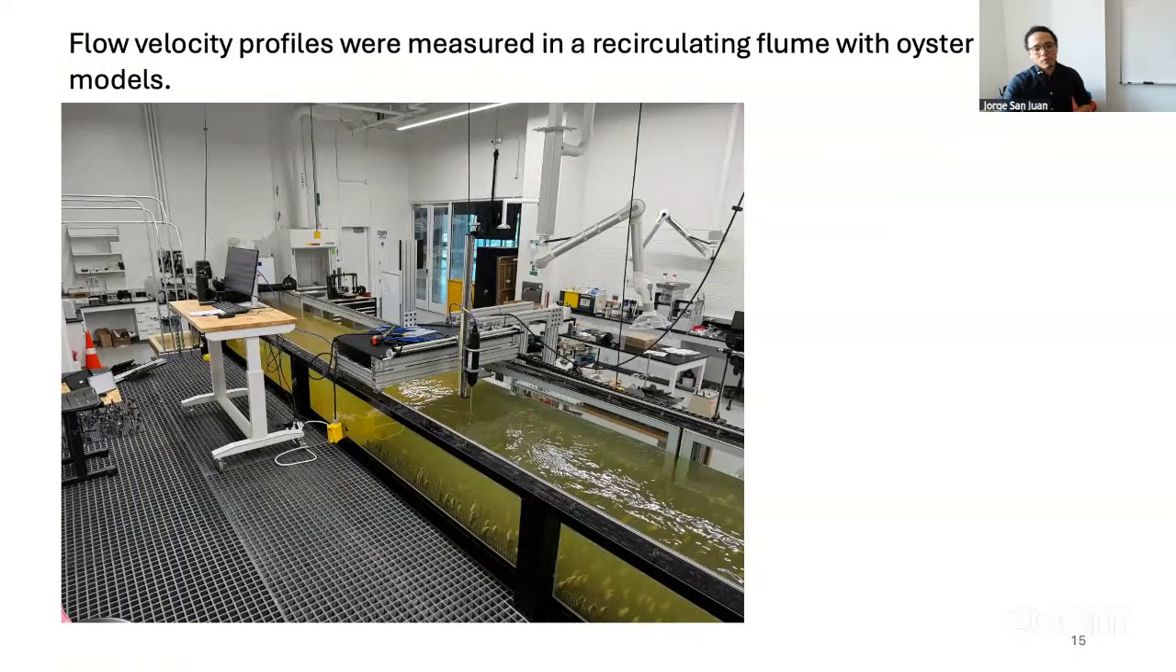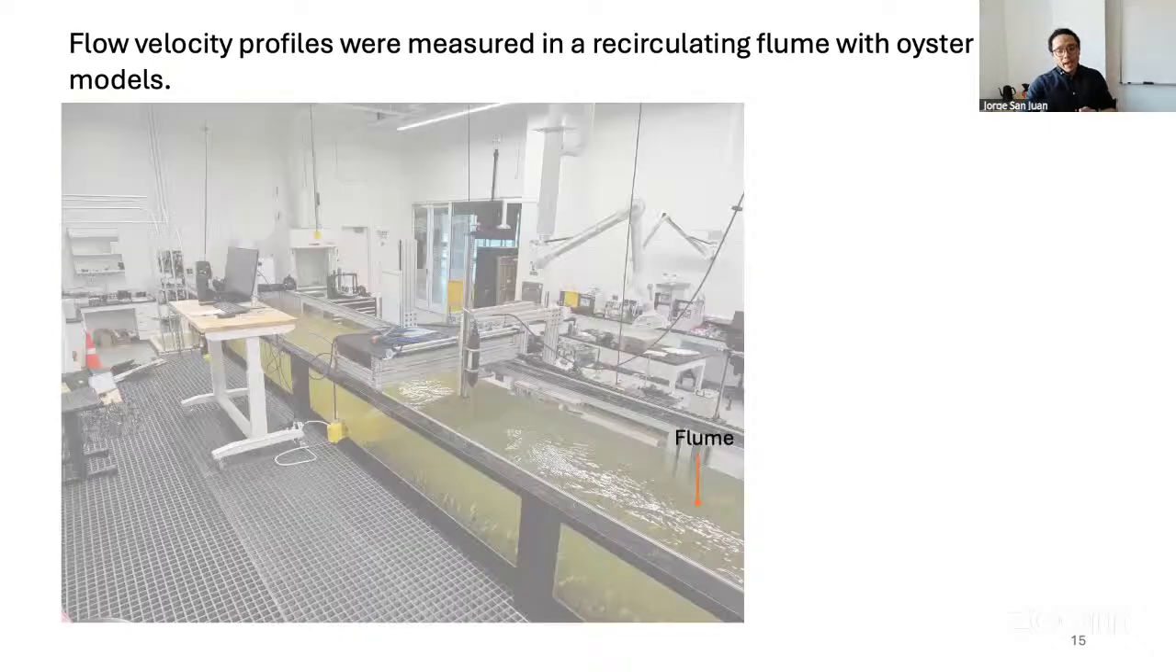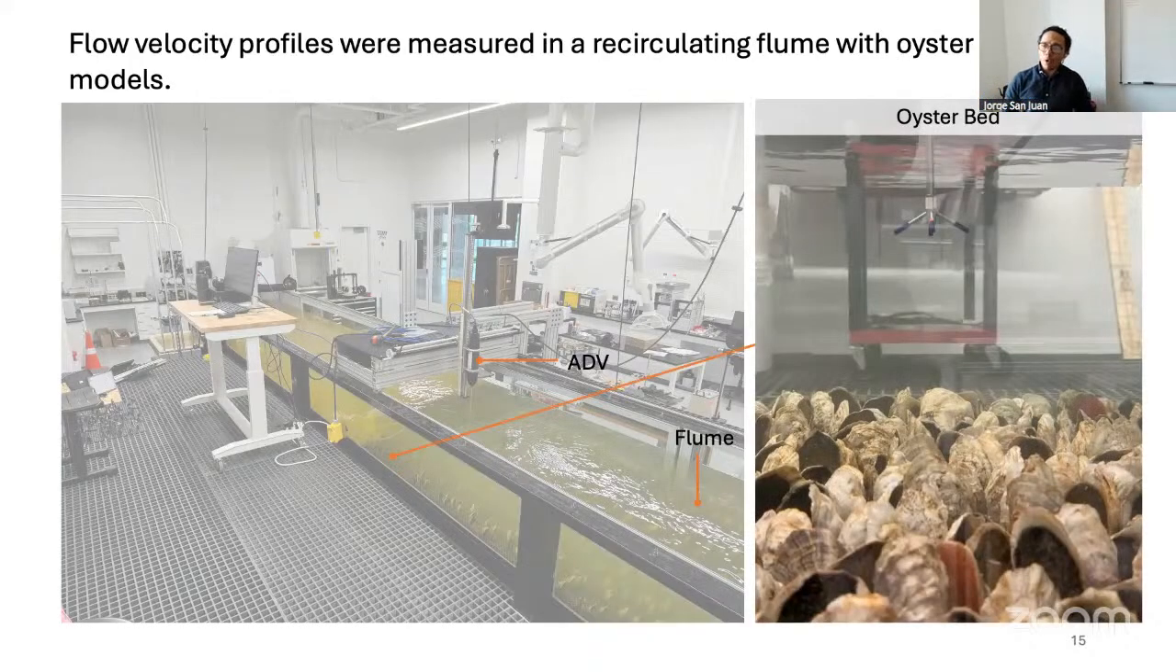So as I said, we went to the flume. And in this flume, we could get velocity up to 1 meter per second, down to 0.1 meters per second, 10 centimeters per second. But for this experiment, we stick to a single flow condition and two densities of the oysters. We took velocity profiles with an ADV, a Vectrino profiler, and we set up oyster beds.